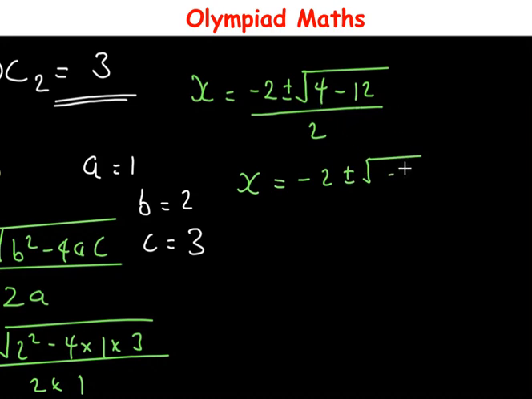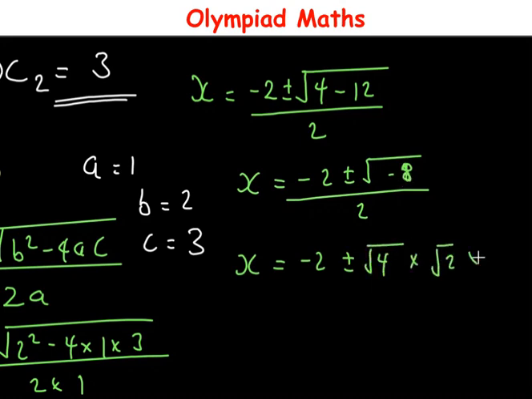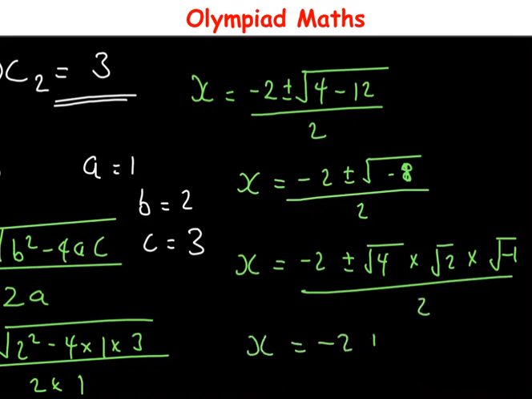So from here, the solution for x is equal to minus 2 plus or minus square root of 4 minus 12 is minus 8, then over 2. And x is equal to minus 2 plus or minus, we can write root minus 8 as root 4 times root 2 times root minus 1. This will give us root minus 8 all over 2. So x is then equal to minus 2 plus or minus root 4 is 2, times root 2, times root minus 1 is i, all over 2.